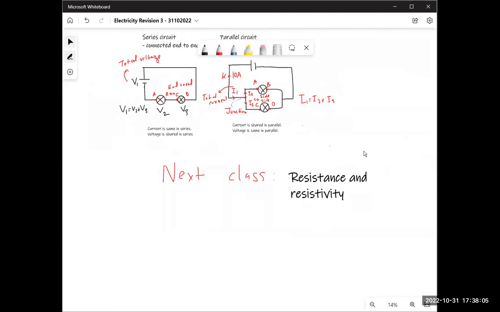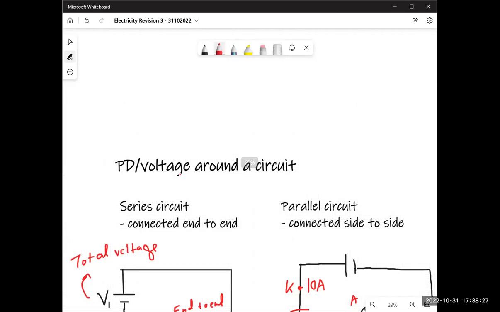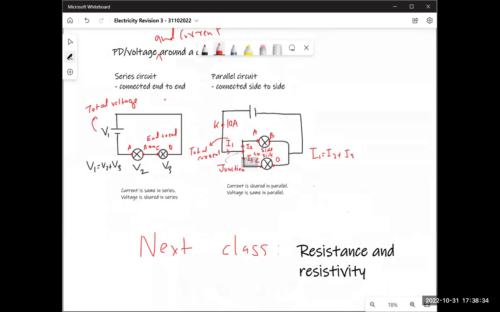We studied potential difference, the EMF, and PD. We studied the potential difference around the circuit, series and parallel circuits. So that's it. Potential difference, voltage and current around a circuit, basically. Because we're also talking about current here. In series, current is same, voltage shared. In parallel, opposite, current is shared, voltage is same. That's all for now.